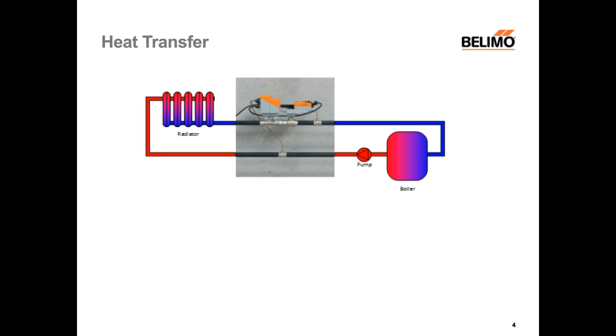The easiest example for heat transfer is from your boiler to your radiator, if you have a water-driven heating system. You have a boiler that is heating up the water, you have a pump transporting it, then you have a radiator that acts as a heat exchanger, so air is being warmed up and the water is cooled down. Then the cold water goes back to the boiler.